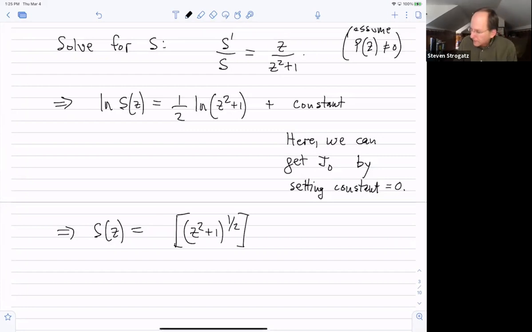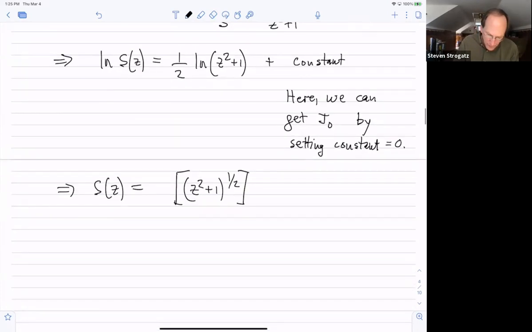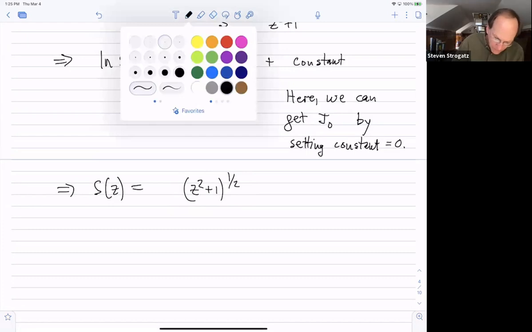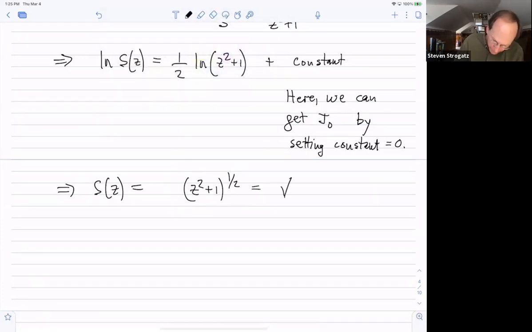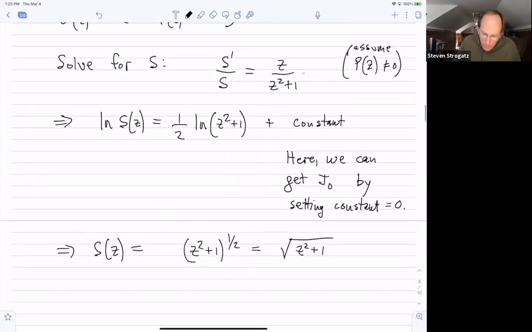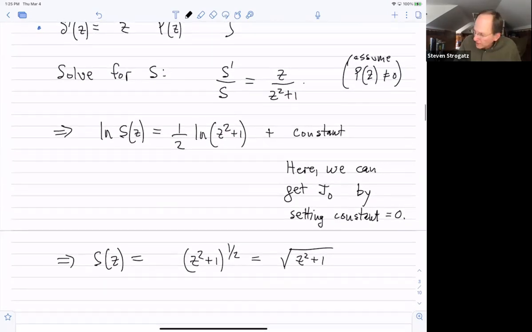Did I do that right? I think so. Yeah. So in other words, oh, actually, why am I laboring with all those brackets? Don't need that either. It's just that. Right. Or in other words, it's square root of Z squared plus 1. So as you can see, S could potentially be 0 at the points plus and minus I. But let's see what P comes out to be.